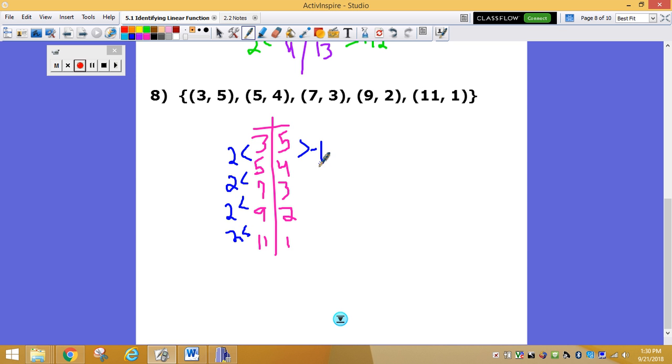5 to 4 is down 1. 4 to 3 is down 1. 3 to 2 is down 1. 2 to 1 is down 1. All my x's are the same. All my y's are the same. So this one is linear.